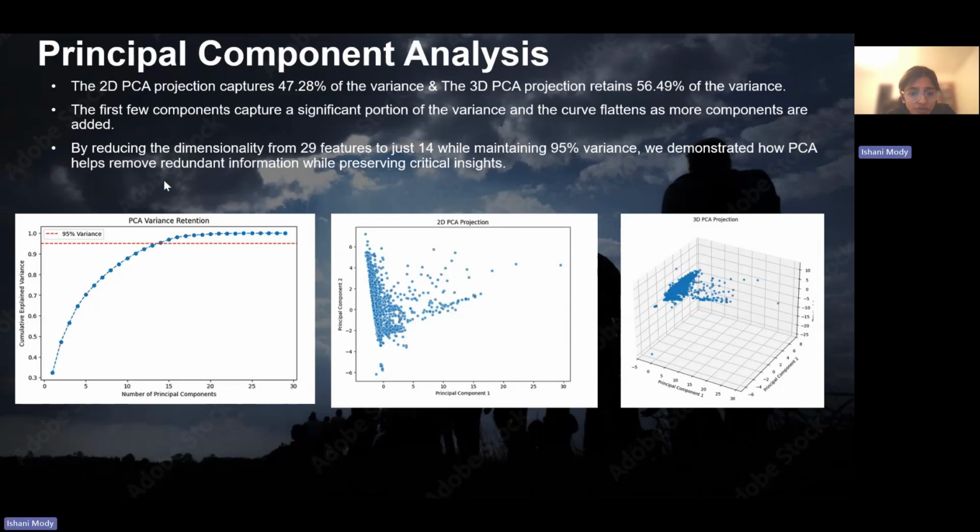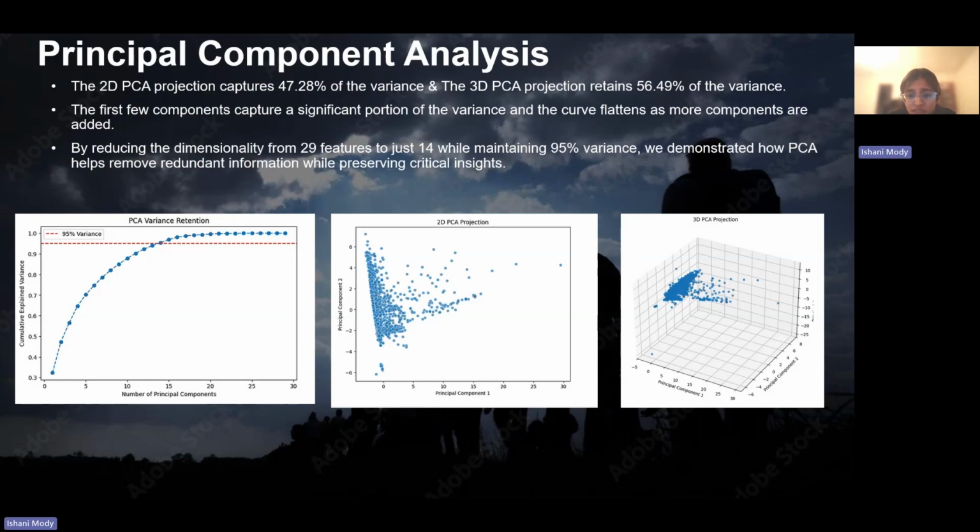If you look at the graph on the left, we notice that the first few components capture a significant portion of the variance, and the slope keeps increasing steadily. But the curve starts flattening at point 14, and it starts diminishing after that. So in this case, 14 principal components are needed to maintain 95% of variance, as presented in the graph.